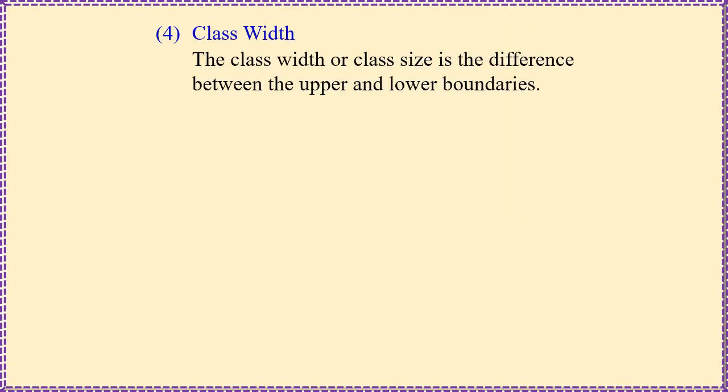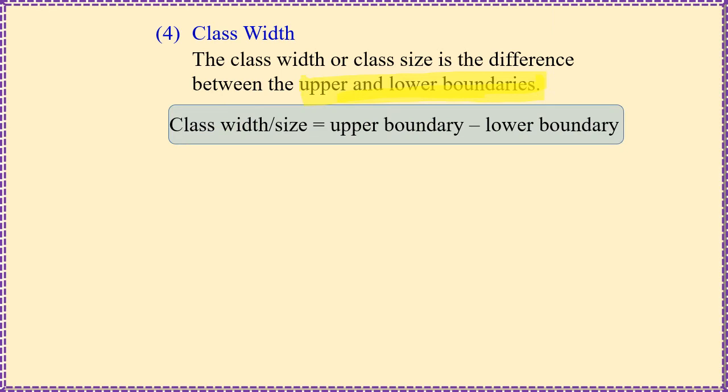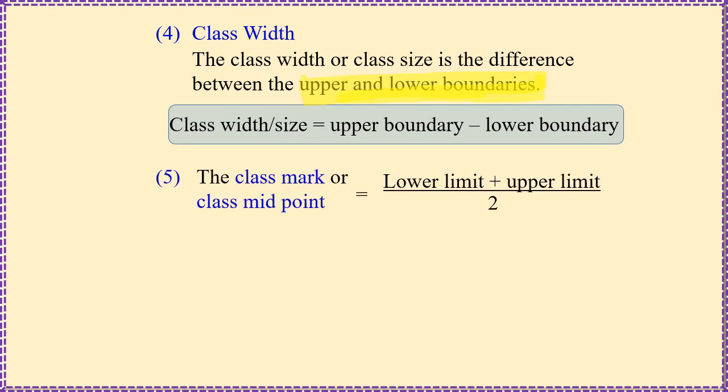Class width. The class width or class size is the difference between the upper and lower boundary. Please take note, it's the upper and lower boundaries. It's not the limits but the boundaries. Make sure you are taking the boundary values. This is the formula. And then the class mark or the class midpoint. We have two names for this: either class mark or class midpoint. For the midpoint, you just add the lower and upper limit and then divide by 2, because we need to find the middle point.